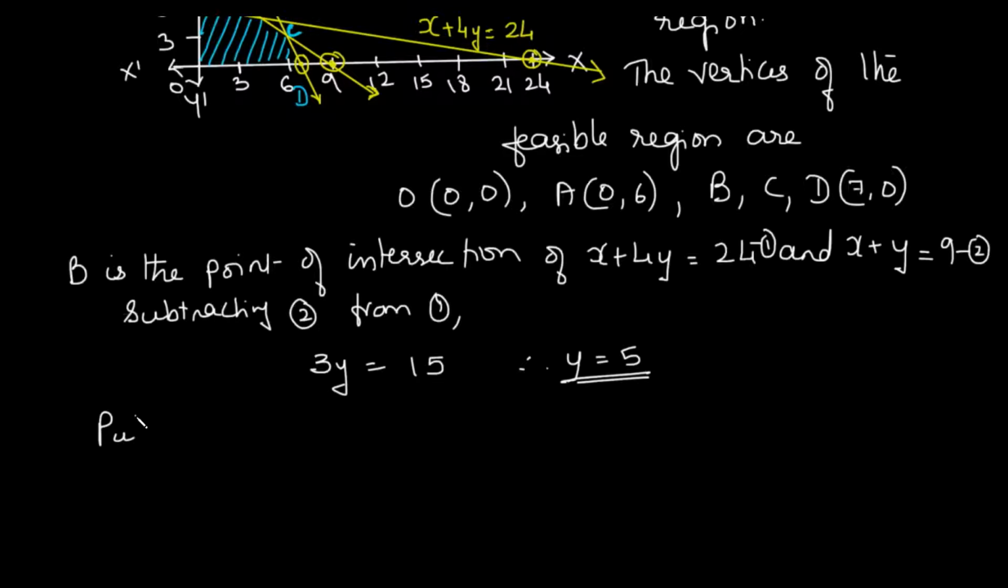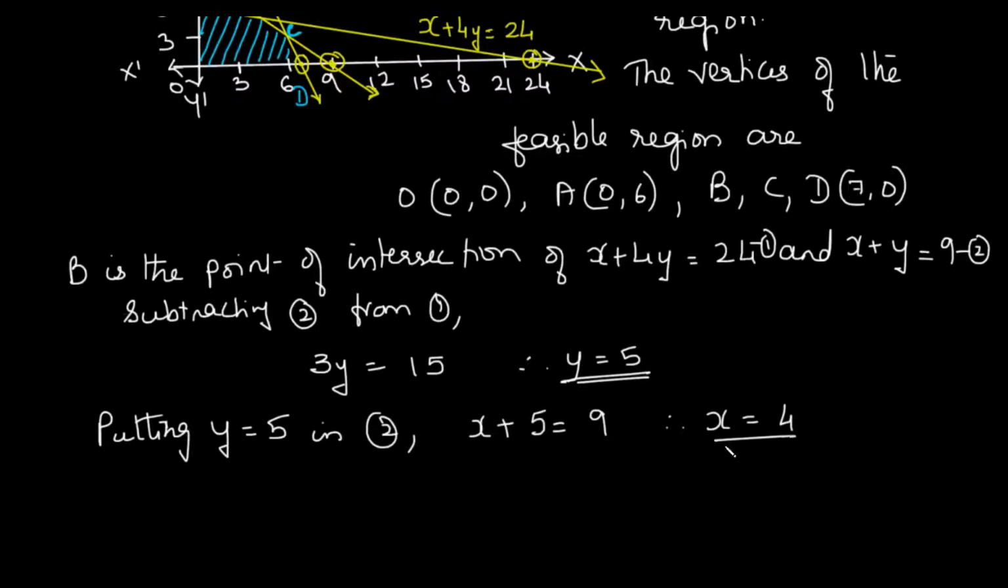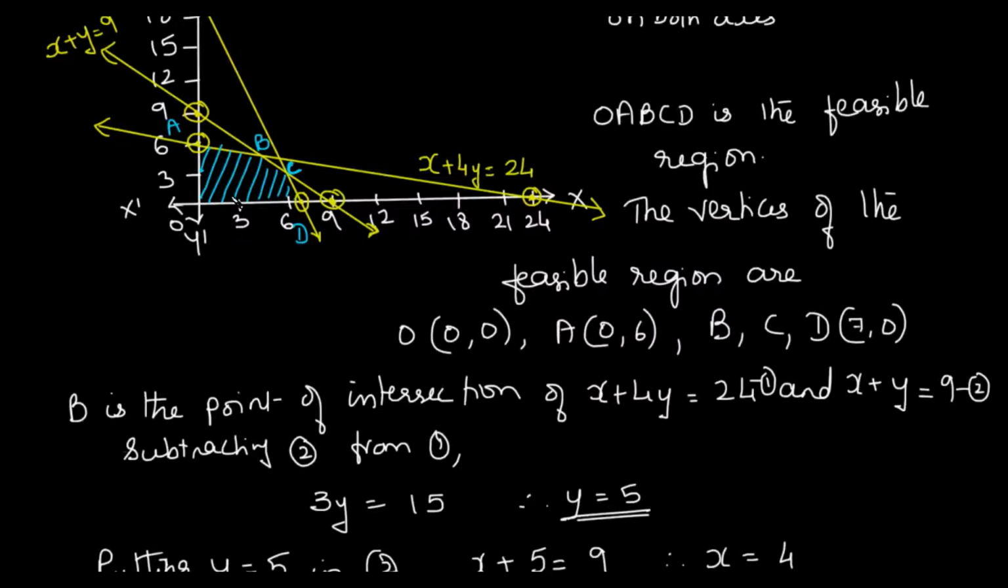Now putting y is equal to 5 in one of these equations, say equation 2, we get x plus 5 is equal to 9 and therefore x comes out to be 4. Thus the coordinates of B come out as 4, 5. So this we keep in mind, and then we have to find out the coordinates of C.